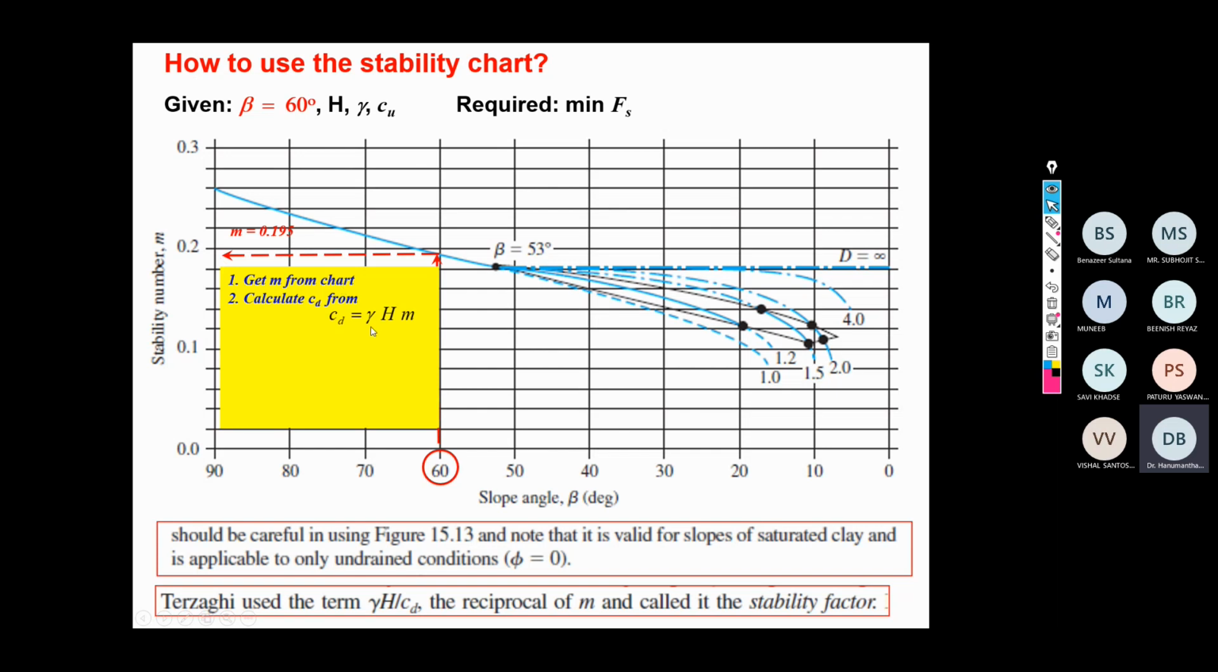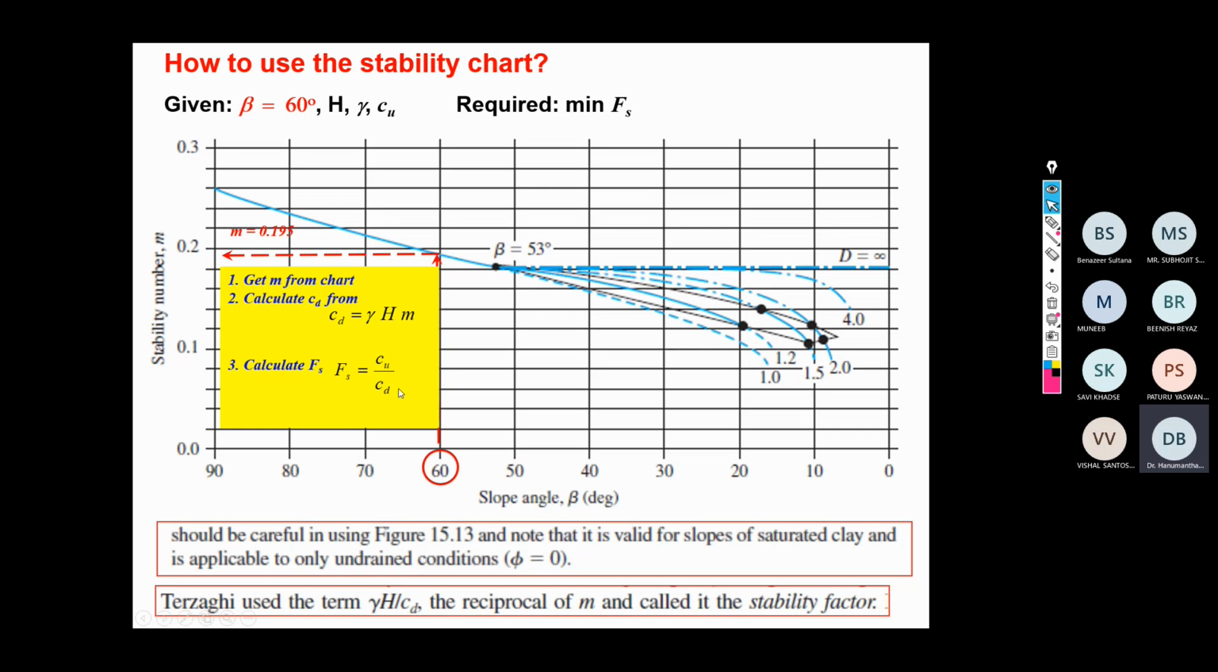For example, CD is equal to gamma h into m, or m is equal to CD by gamma h. Now I know the m value, I know the h value, I know the gamma value, so I can determine the desired cohesion value. So in a sense, if the slope angle is fixed, you can back calculate the minimum cohesion required to withstand such a slope. So calculate the Fs, that is Cu divided by CD.